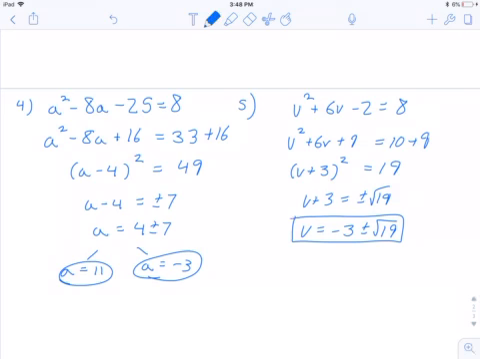All right, so that's what we did today in class, solving quadratics by completing the square. The great thing about completing the square is it always works, whether the answer could be factorable or not.